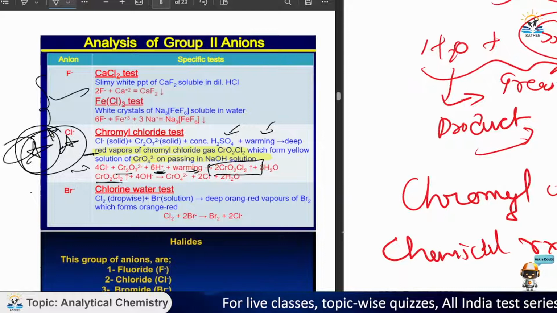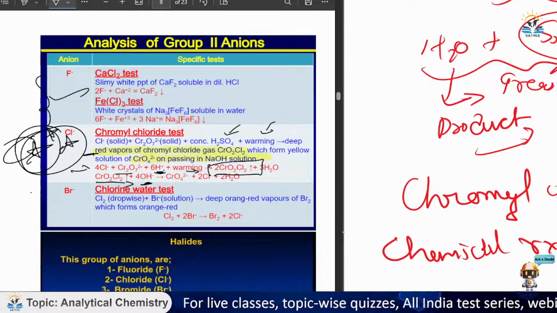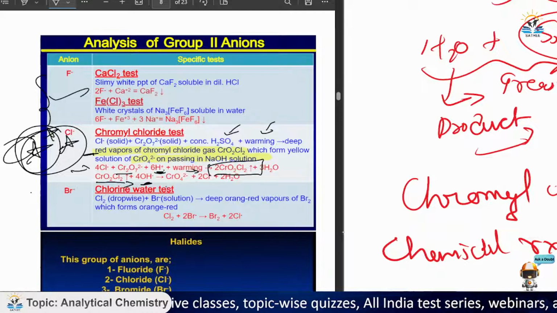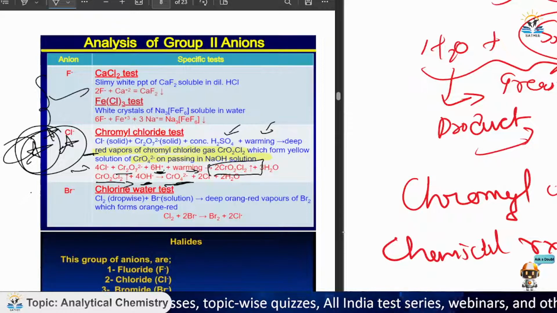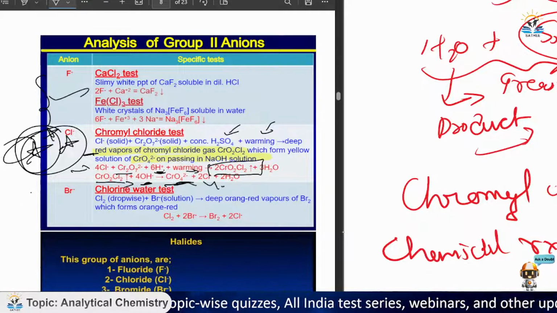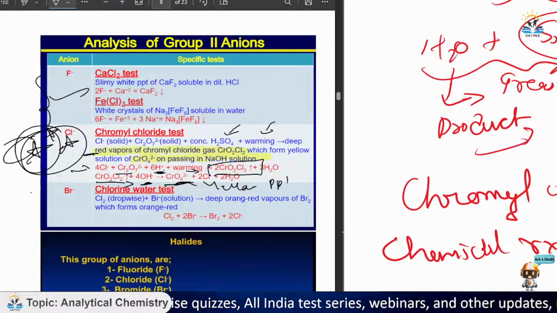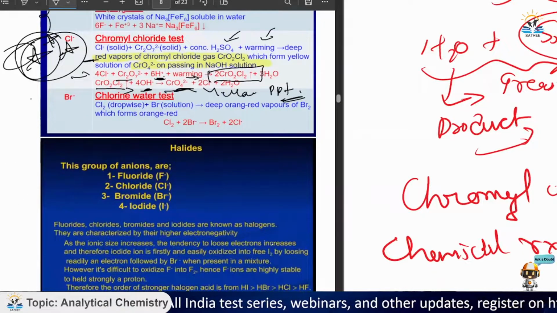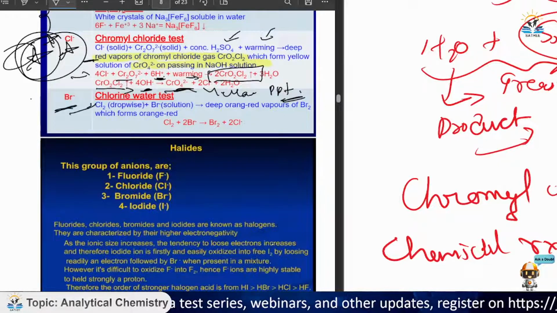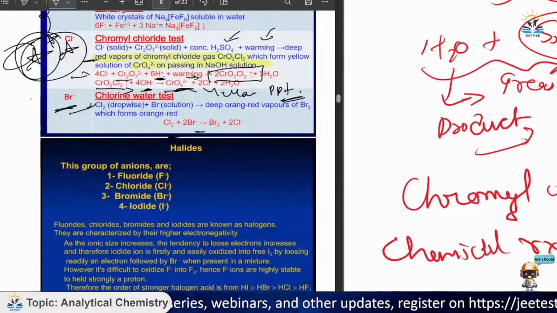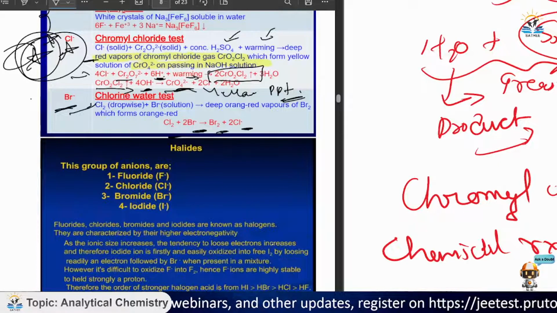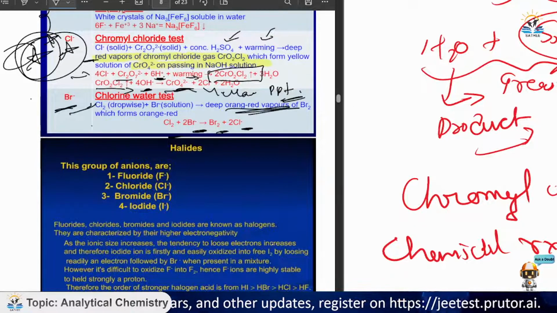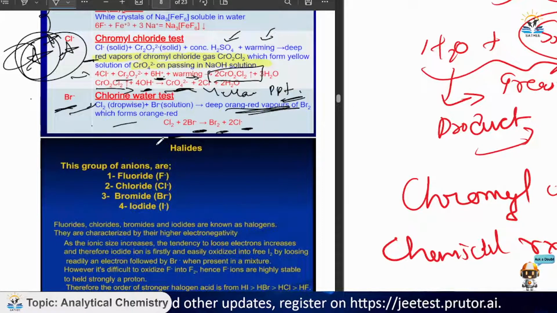Now, on passing this CrO2Cl2 into NaOH, any base, it will form CrO4 2 minus, and it forms a yellow PPT. So it will confirm the presence of the chlorine minus ion. We can also perform the chlorine water test for the presence of bromine. Cl2 plus bromine ion gives Br2 plus Cl minus ion. These are some chemical changes, and some colors also form.